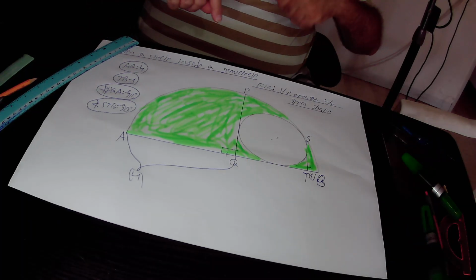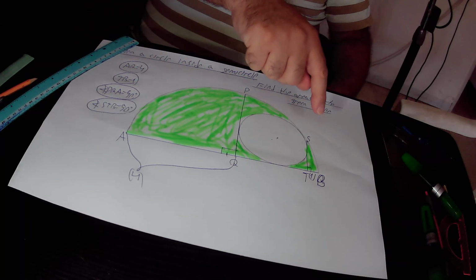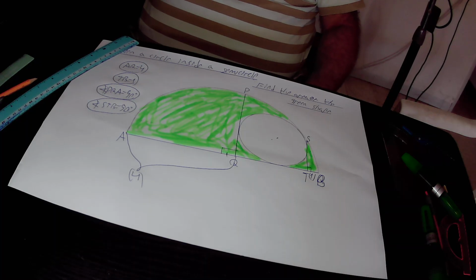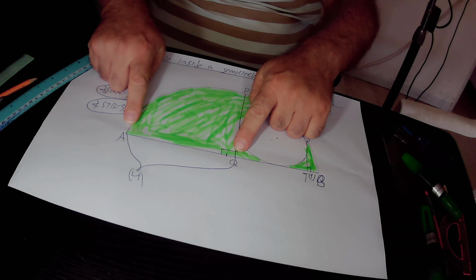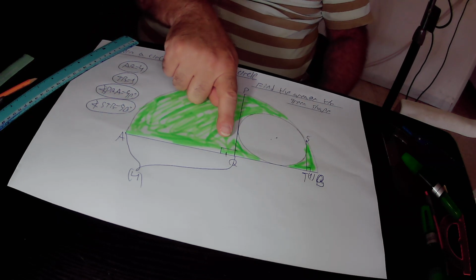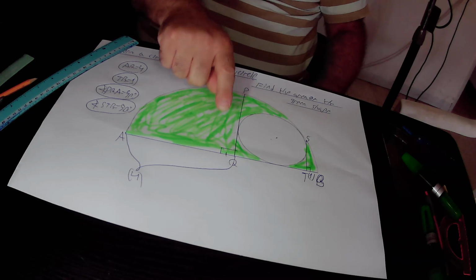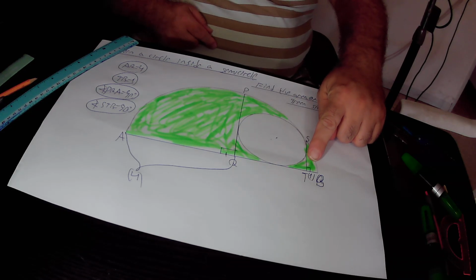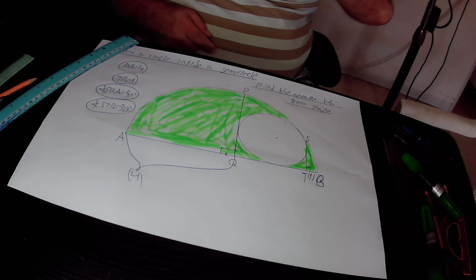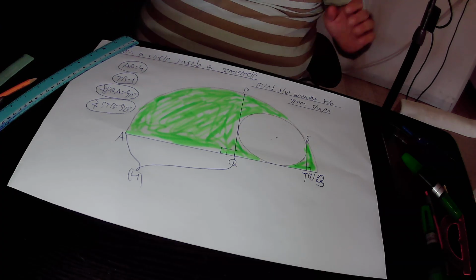In the drawing we have a circle inside this big semicircle. You know that this is AQ. This equals 4 units in length. This is angle PQA, this is the right angle. This is TB, this equals 1 unit in length. This is angle STB, that is the right angle. Again, our task is to find out the area of this green shape.